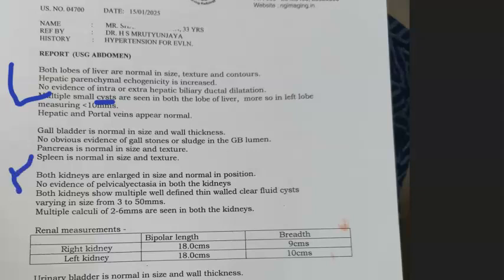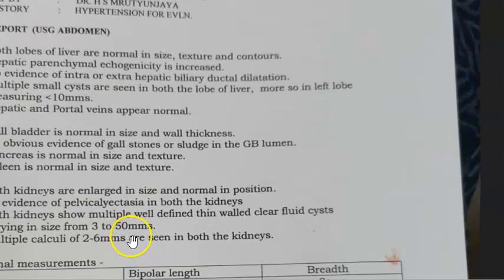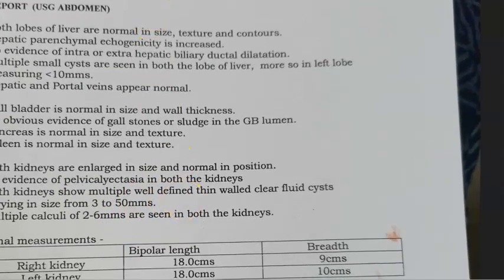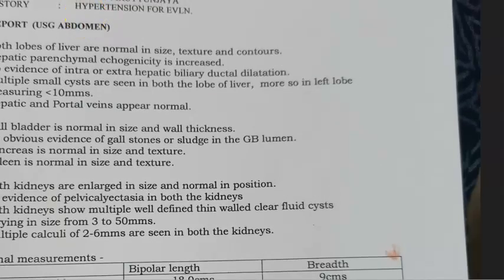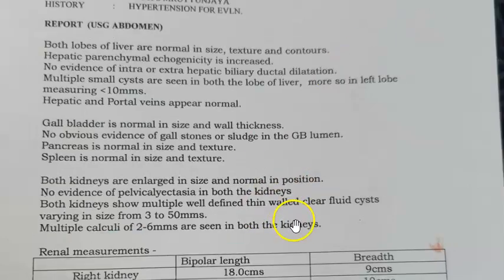Coming to the kidney, both the kidneys have cysts, and they are well-defined, thin-walled, clear fluid cysts. Multiple cysts are there, and these cysts in the kidney vary from 3 to 50 millimeter. That is around 5 centimeter, that big. Just imagine a 5 centimeter cyst in this guy. And also in the kidney, what is there? Multiple calculi. Where are the calculi in the kidney? In the calyces.